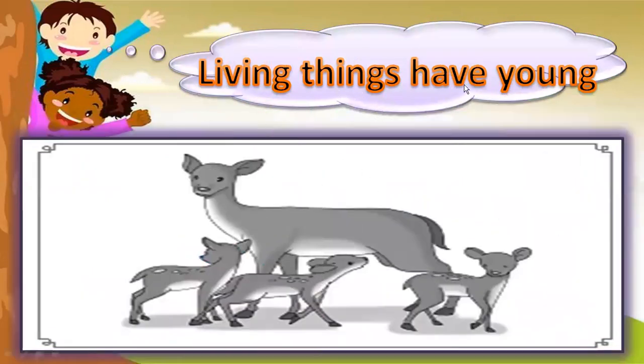Living things have young. Or living things have babies. This is a mother deer. And these are her babies or young. Living things have young.